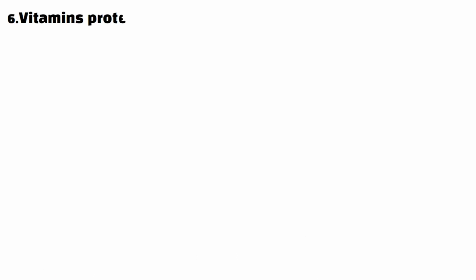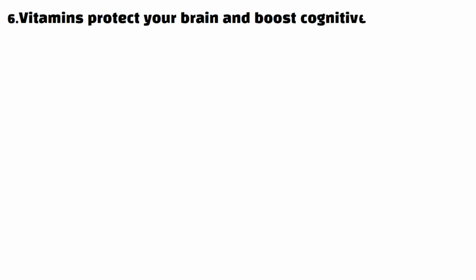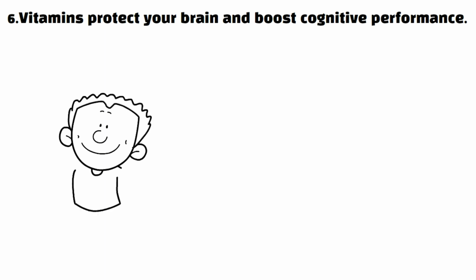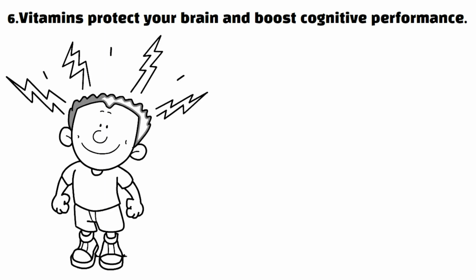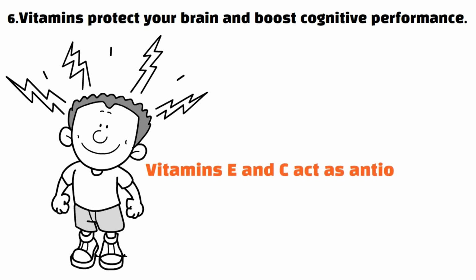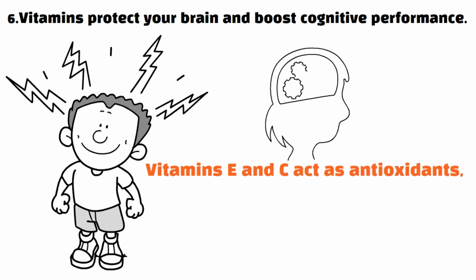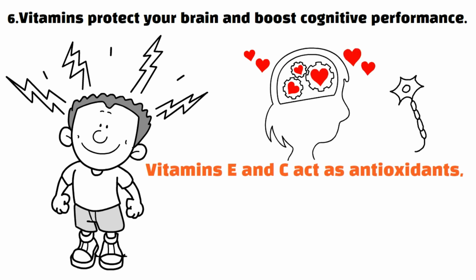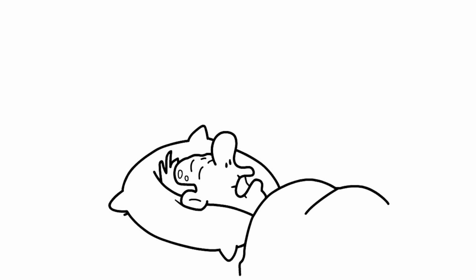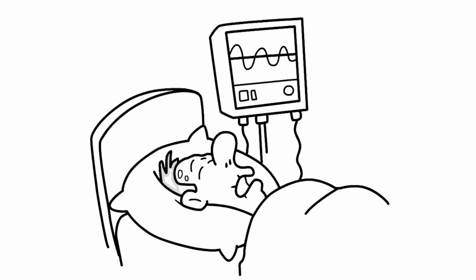6. Vitamins protect your brain and boost cognitive performance. Vitamins play a crucial role in maintaining the health and function of the brain. Vitamins E and C act as antioxidants, protecting the brain from damage caused by toxins, free radicals, and pollution. Meanwhile, vitamin B6 is involved in the production of neurotransmitters, which are chemicals that transmit signals in the brain. Studies have shown that consuming foods rich in vitamin B can prevent up to 25% of dementia and stroke cases.